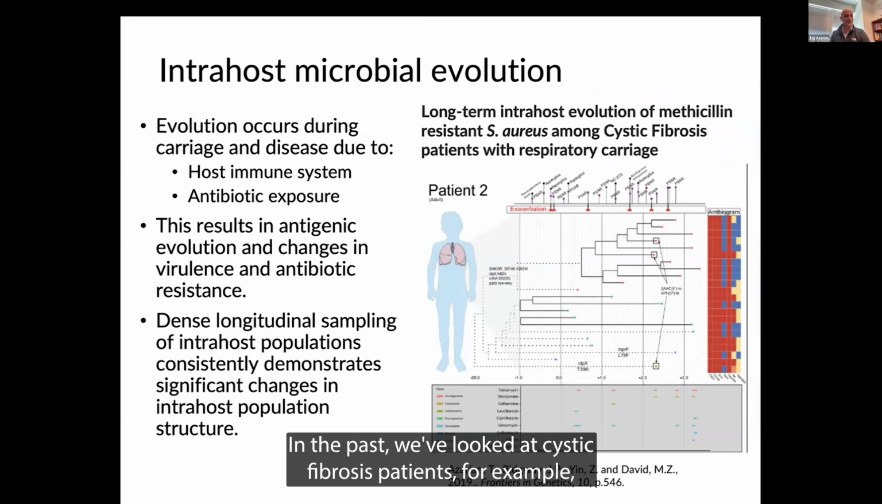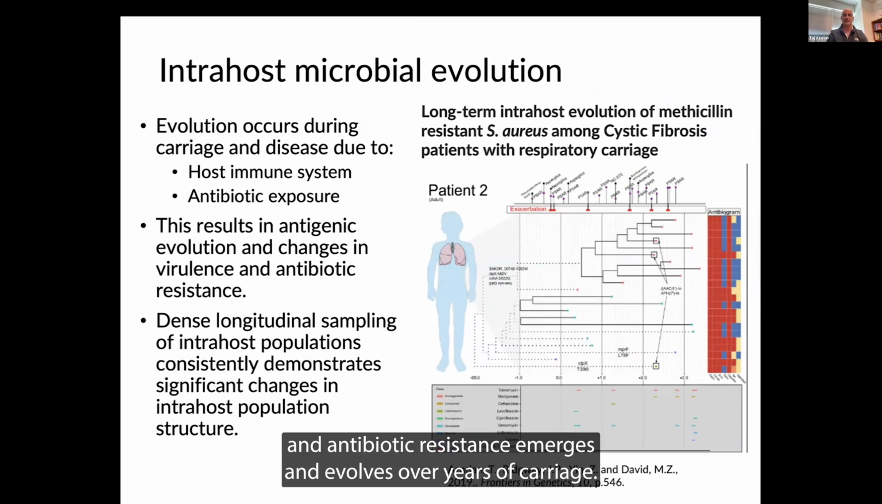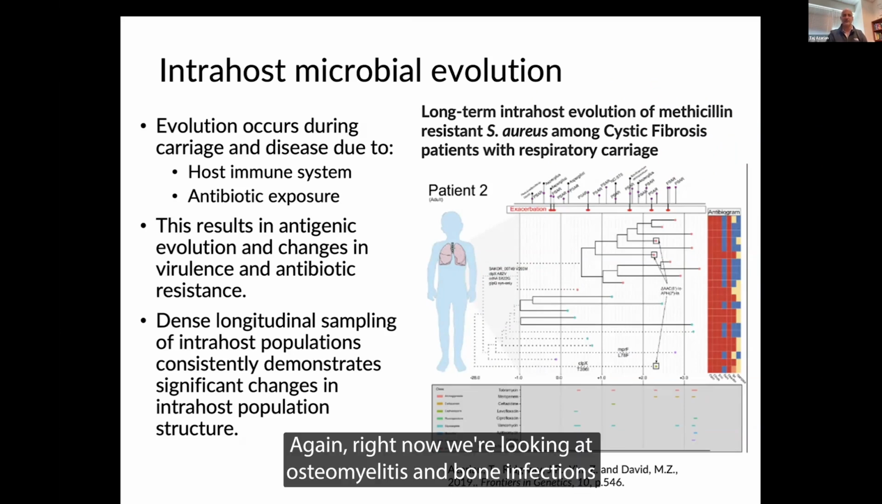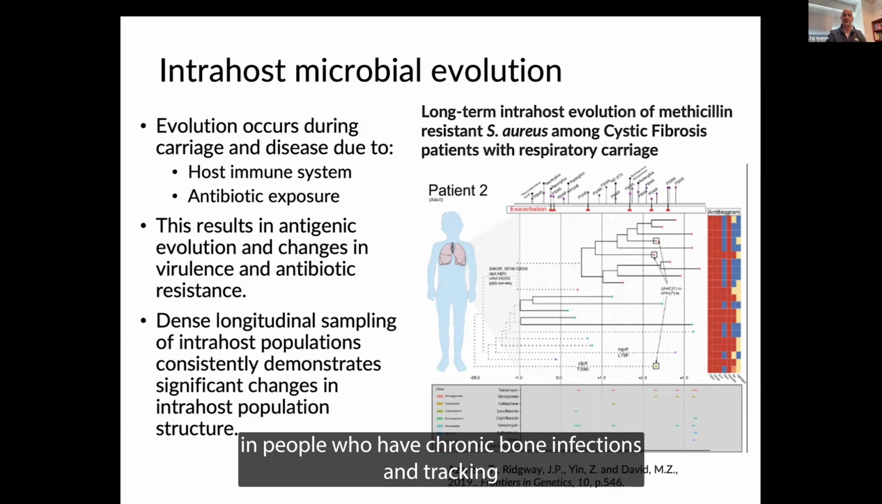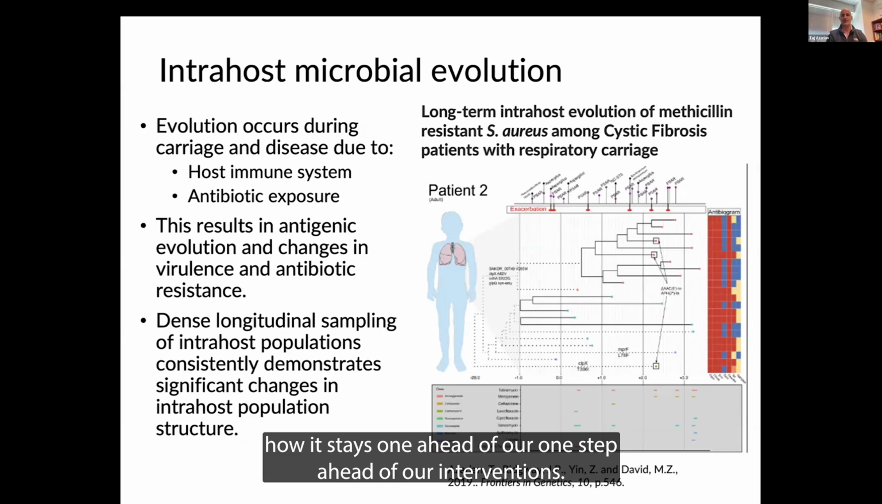and this forces antigenic evolution or the development of antibiotic resistance. In the past, we've looked at cystic fibrosis patients, for example, trying to understand long-term carriage of Staph aureus and how disease and antibiotic resistance emerges and evolves over years of carriage. Again, right now we're looking at osteomyelitis and bone infections, seeing people who have chronic bone infections and tracking how the pathogen evolves during that time of several years, and understanding how it stays one step ahead of our interventions.